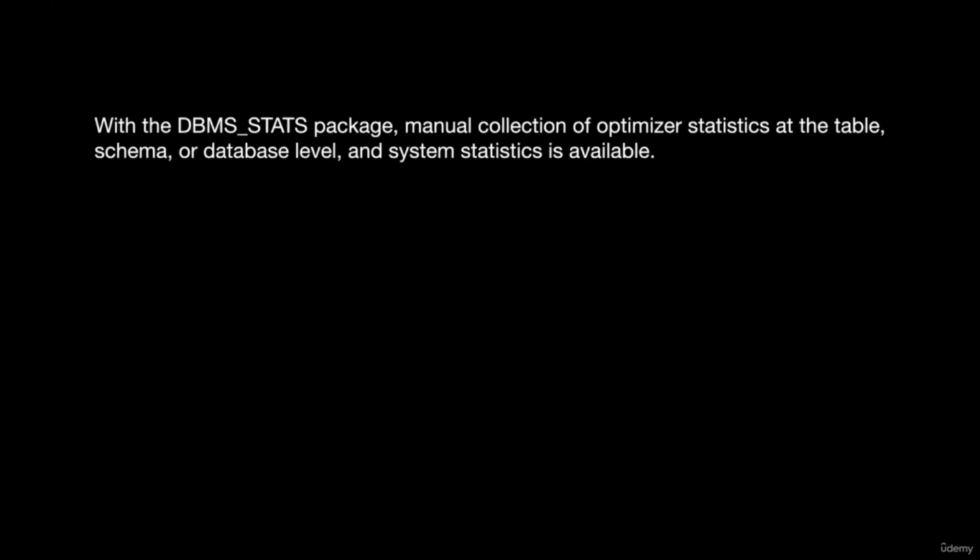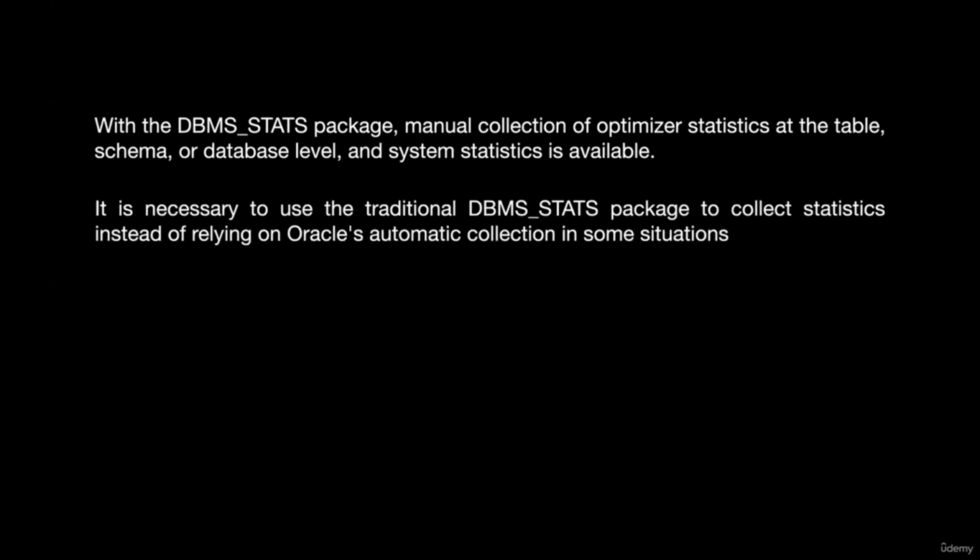With the DBMS_STATS package, manual collection of optimizer statistics at the table, schema, or database level and system statistics is available. However, starting with Oracle Database 10g, the recommended way to collect statistics is to let the database do it automatically. Nevertheless, it is necessary to use the traditional DBMS_STATS package to collect statistics instead of relying on Oracle's automatic collection in some situations, such as those we will describe below.